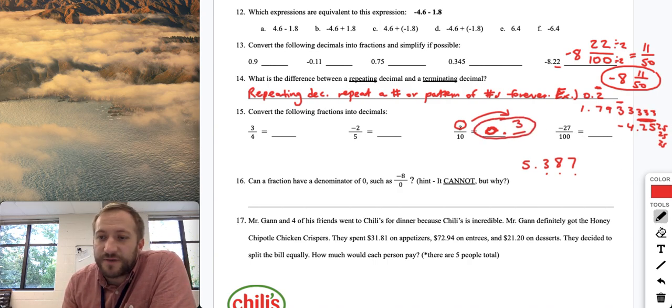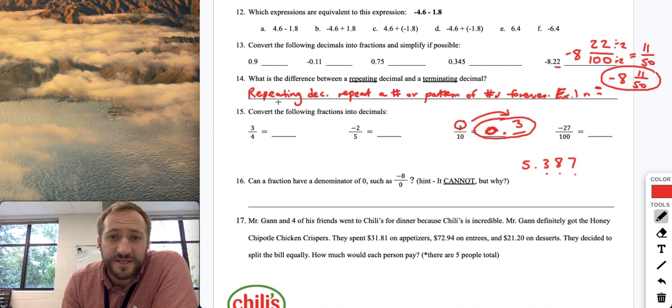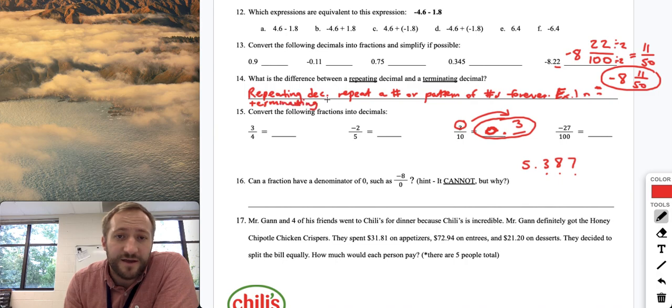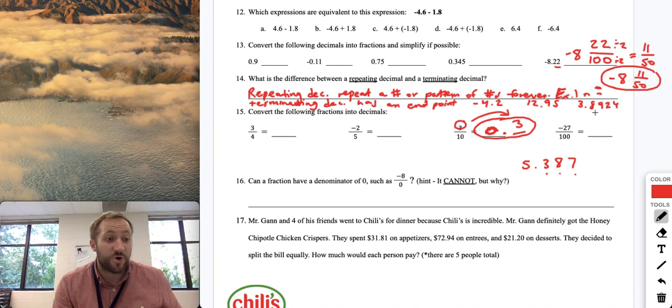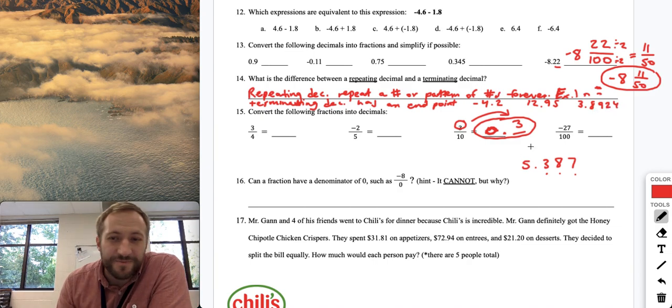Let's look at the next one. Let me give this bit an erase above it just so I have plenty of room to write. There we go. Oh, you know what? I didn't put the next piece. This says repeating and terminating. A terminating decimal, let me come back to this so I don't forget. A terminating decimal has an endpoint. So it's the opposite. It ends. Things like negative 4.2 or 12.95 or 3.8924, and that's it. As long as it ends, it's a terminating decimal. Sorry about that. Let's get back over here.